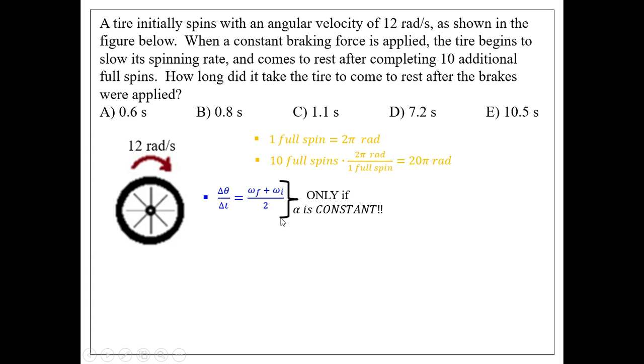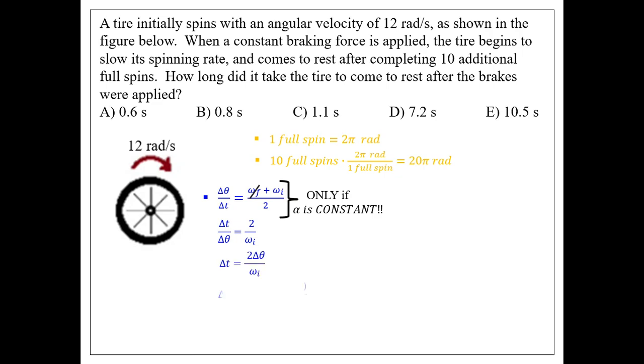Omega f here is 0. I'm solving for t, and t is on the bottom here, so I like to move t up to the top by flipping the function upside down on both sides. So t on the bottom got flipped to the top, delta theta from the top got moved to the bottom, 2 flipped to the top, omega i to the bottom. And then t is not by itself yet, so to get t by itself, multiply both sides by change in theta. So this is what it looks like.